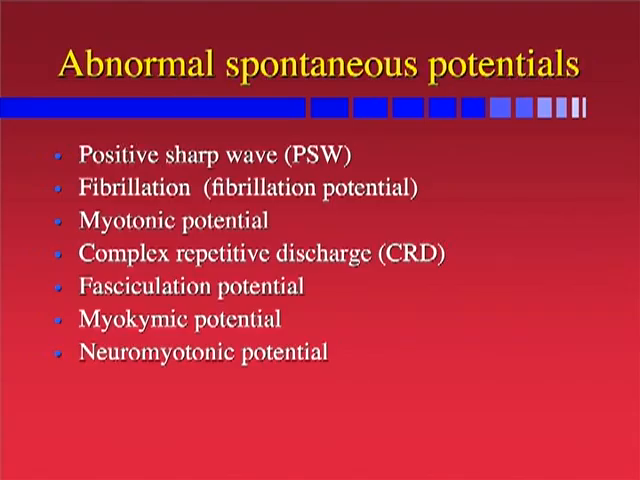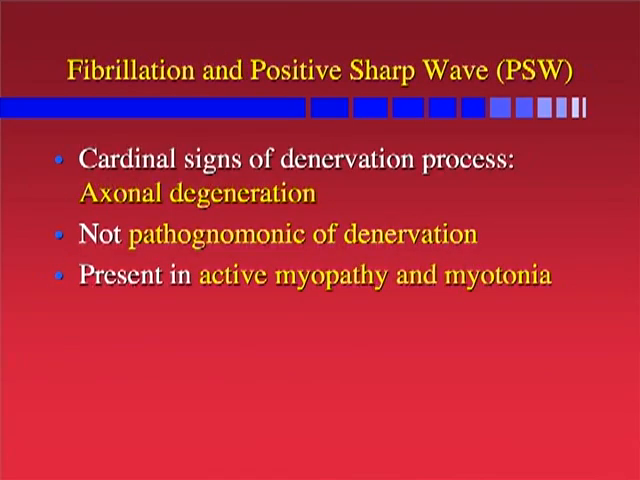Abnormal spontaneous potentials. There are 7 abnormal spontaneous potentials. Positive sharp waves and fibrillation potentials. Fibrillations and positive sharp waves are the cardinal signs of denervation process, representing axonal degeneration. The degree of fibrillations and positive sharp waves is a rough estimate of the number of denervated muscle fibers.